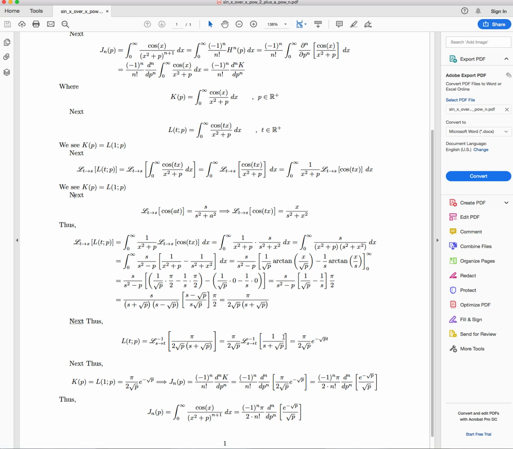So if you're unsure, just look up your Laplace transform tables. 1 over s plus a becomes e to the negative a t. Very easy to prove that as well. Again, if people would like to see a video showing that, comment or send me a message and I'll be happy to put that together.